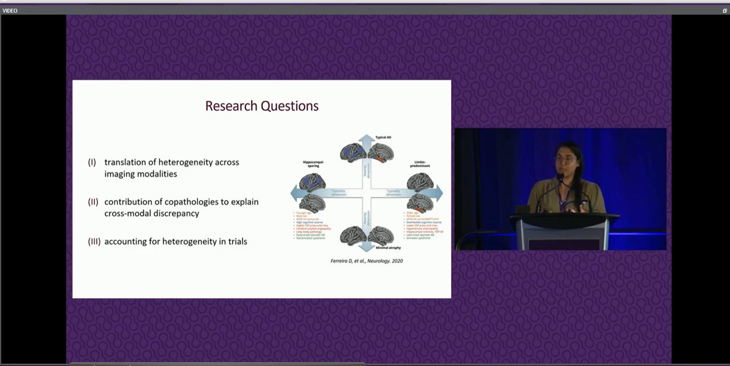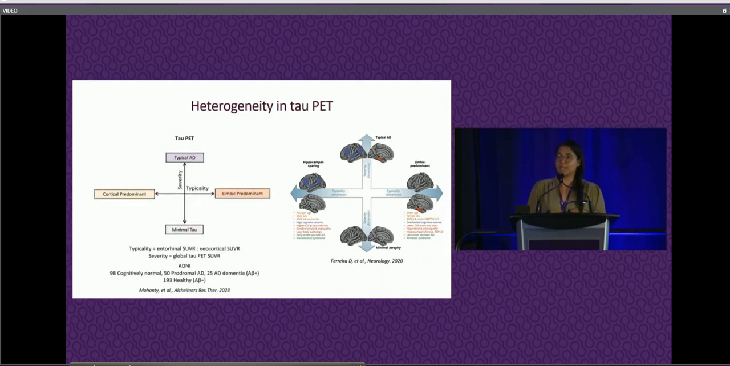So we've been trying to look at, in the first place, given that we can identify subtypes based on different imaging modalities, how well do subtypes translate across modalities is one of the research questions of interest for us. To do this, we have looked at the typicality and the severity dimensions in terms of tau PET data, and we have looked at the 4 subtypes mentioned earlier, namely typical Alzheimer's disease, cortical predominant, limbic predominant, minimal tau subtypes.